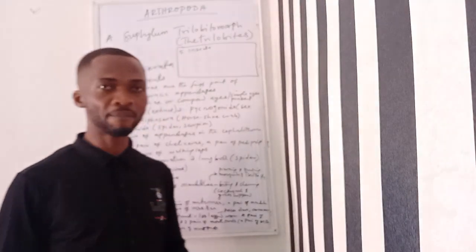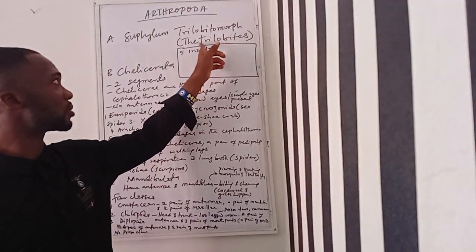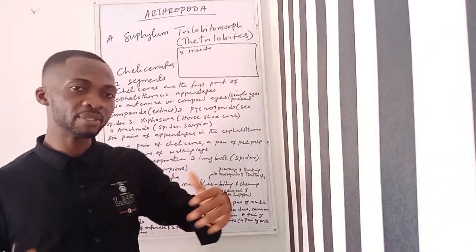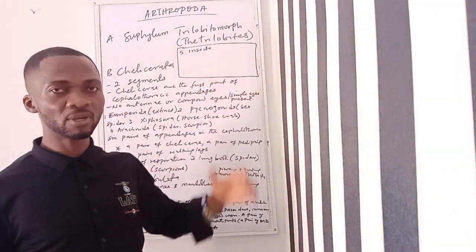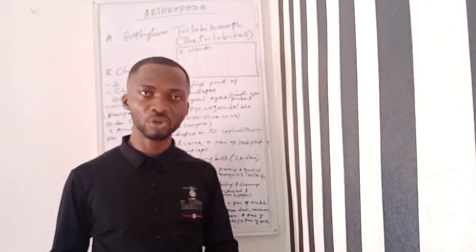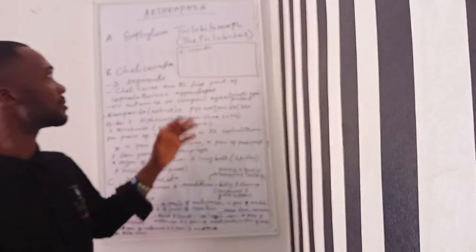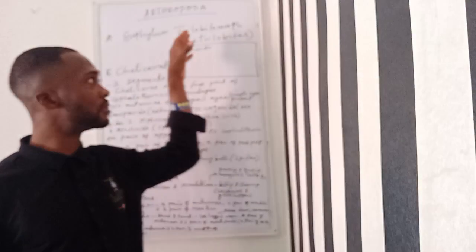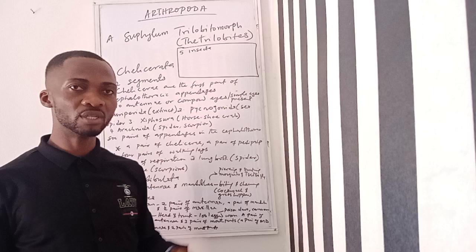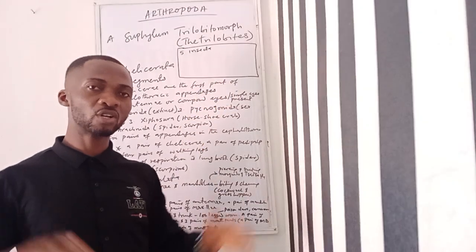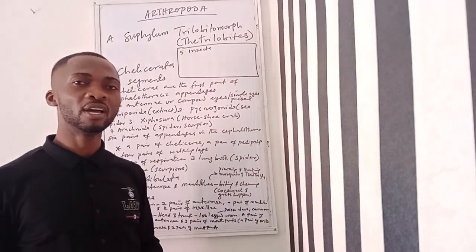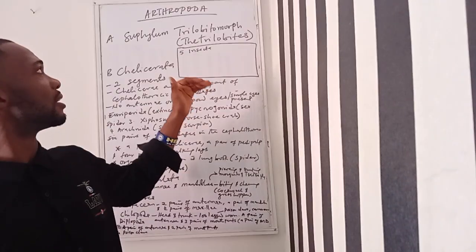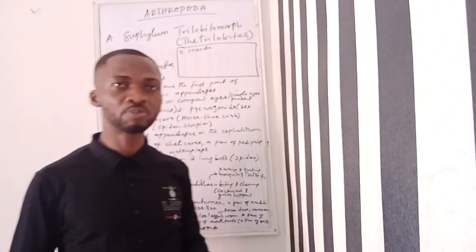The examples of Trilobitomorpha are the trilobites; members of this subphylum are collectively called the trilobites. As a matter of fact, this group is the most primitive group when it comes to the whole of Arthropoda as a phylum. So members of Trilobitomorpha are the most primitive.